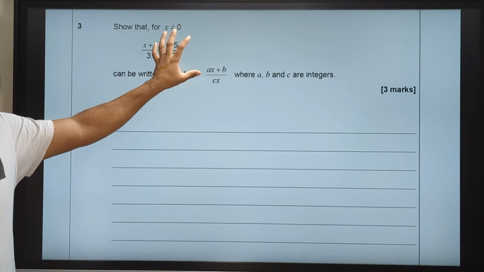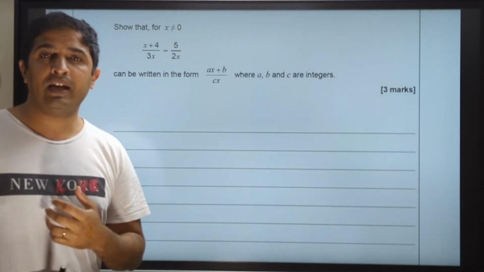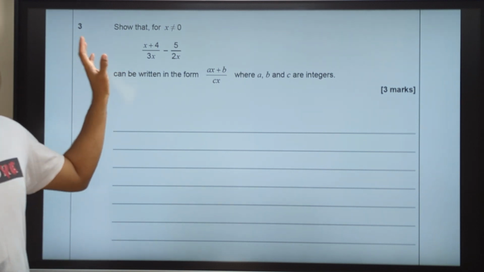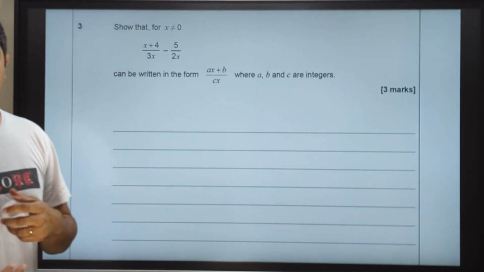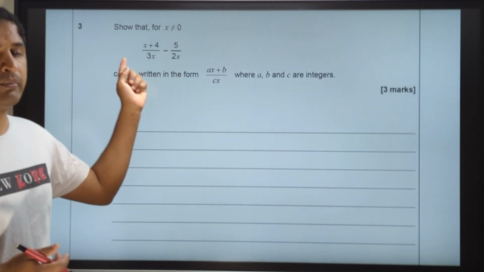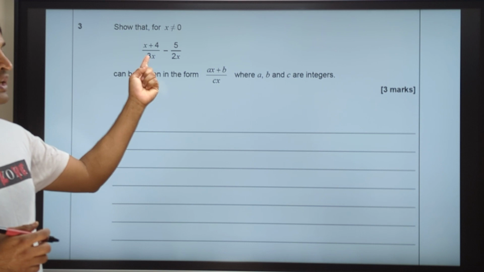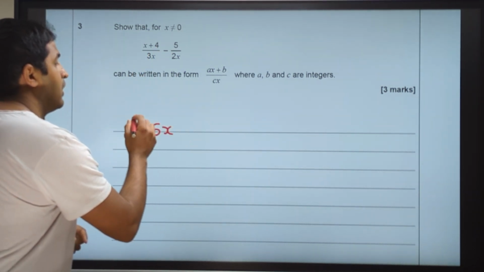So we're trying to simplify these fractions using algebra. Again, this comes under basic algebra. We're looking to simplify an algebraic expression, and it's very similar to how you add or subtract fractions. When you're adding and subtracting fractions, you need the bottom number to be the same, the lowest common multiple. So the lowest common multiple of 3x and 2x is 6x. So we're going to rewrite both of these over 6x.